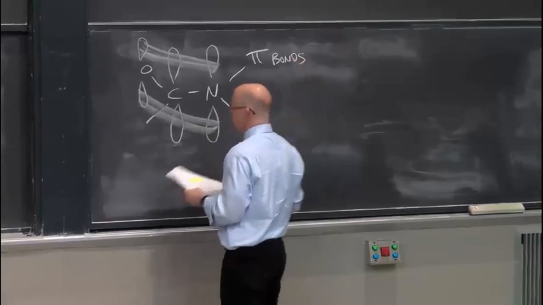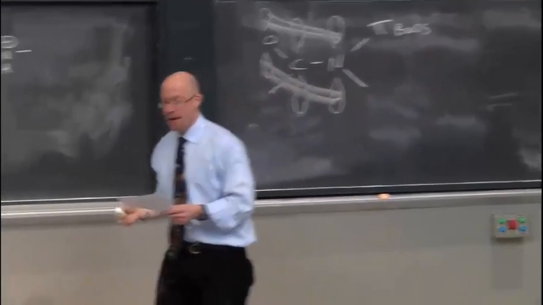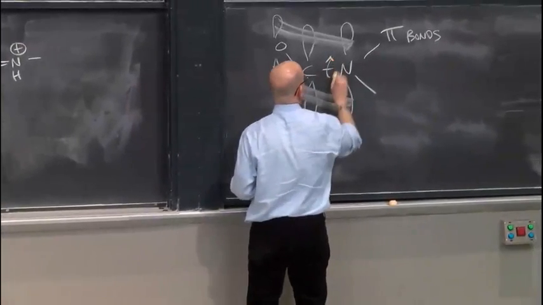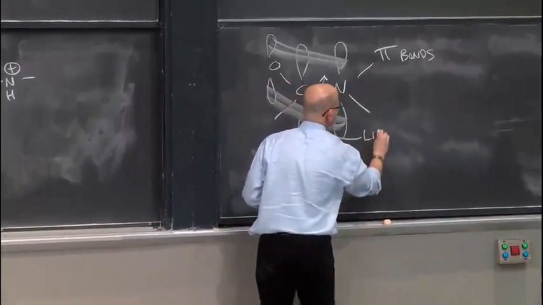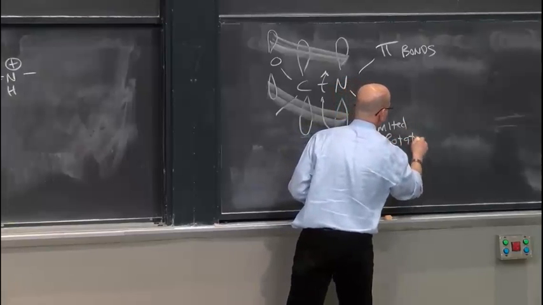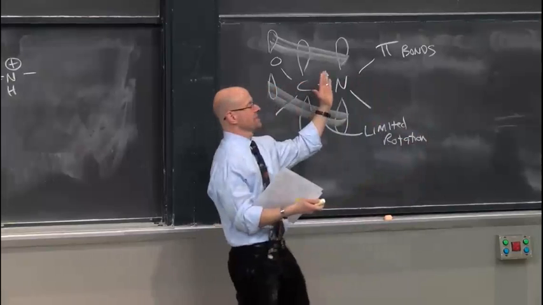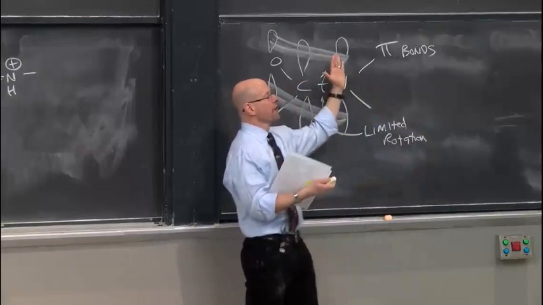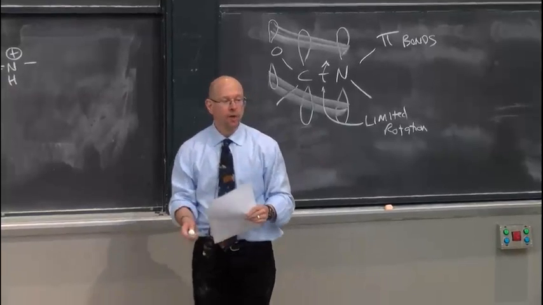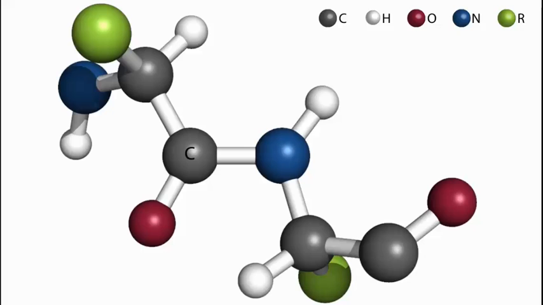Now, the only way that can happen is if there's limited rotation around this bond. Limited rotation. Because if I start to twist this bond and move this angle, then those orbitals are no longer overlapping with the orbitals on the carbon. Okay? And as a result, this carbon, oxygen, nitrogen, hydrogen unit must be planar.